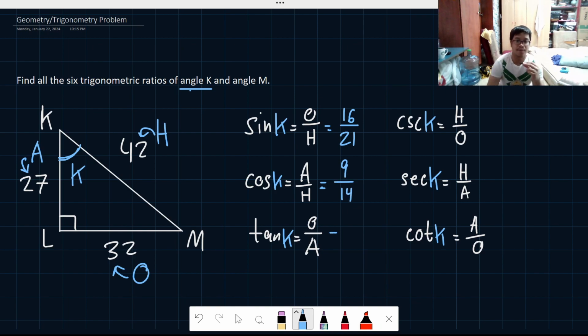All right? Now for tangent, we have opposite all over adjacent. So this would be 32. Am I right? Yeah, 32 all over your adjacent, which is 27. Now, are they both divisible by 3 or no? Let me check. 32 divided by 27. Nope. So we can just leave this as our final answer for tangent.